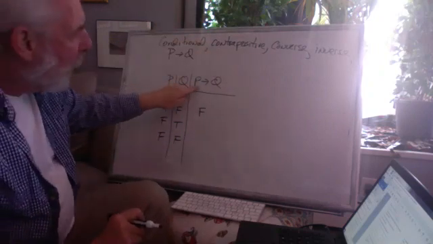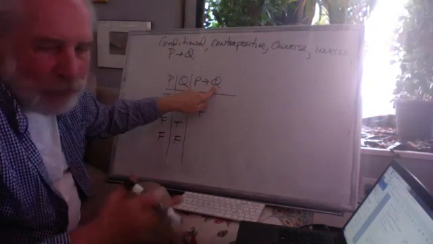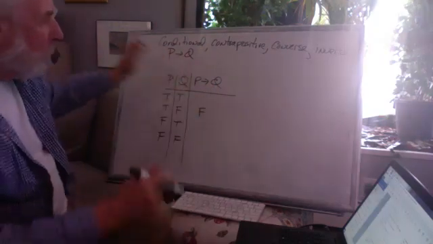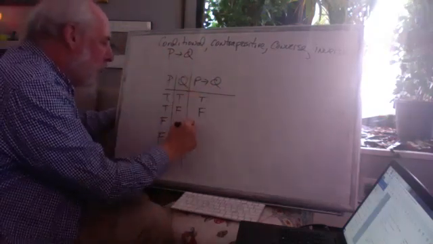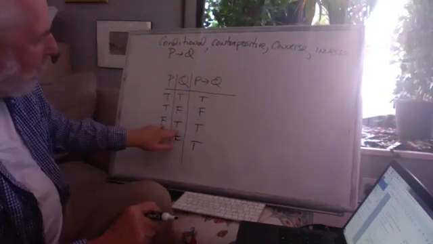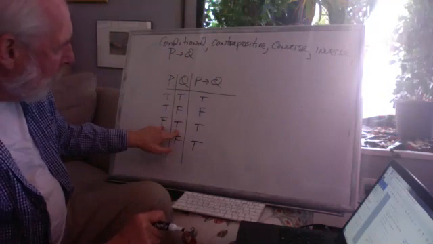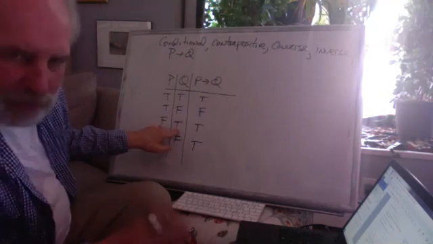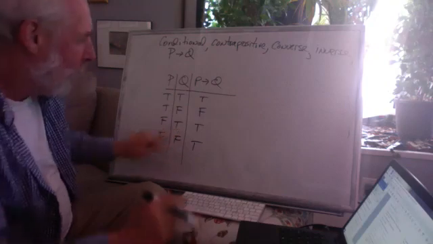It's true that it's raining, it's false that there's clouds. Well, that just can't happen. The conditional statement is true under every other possible outcome. And this is the strange one. This is true because it's not false, which is a different way of saying it.